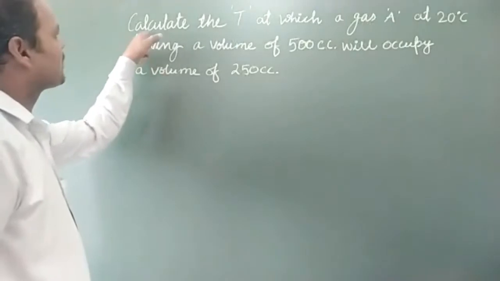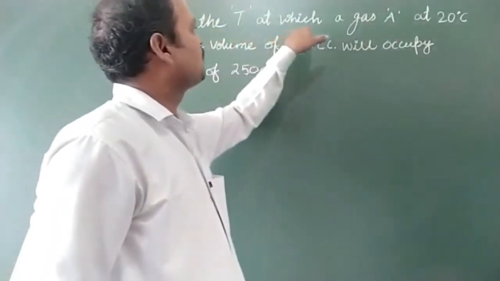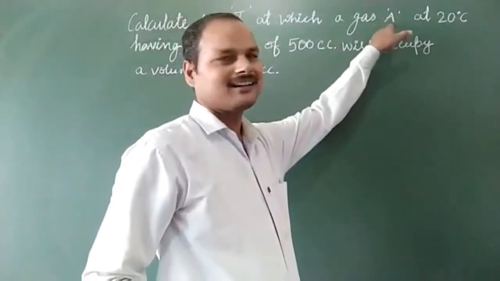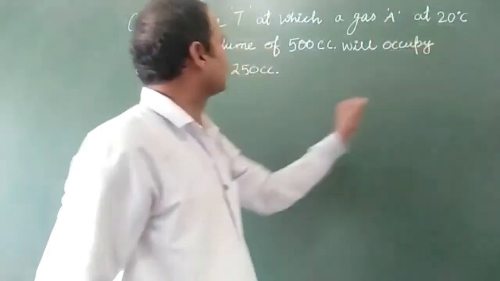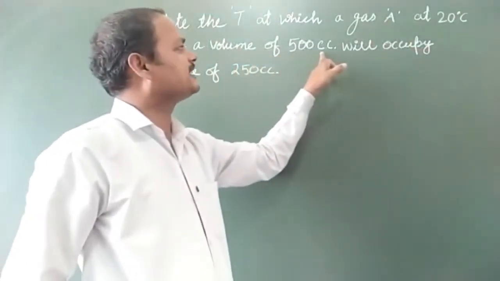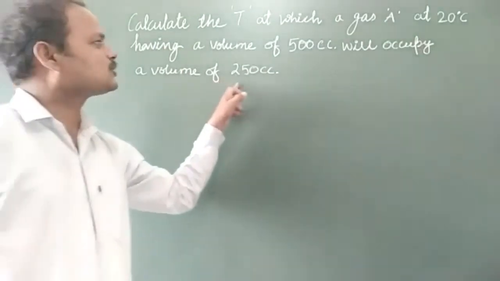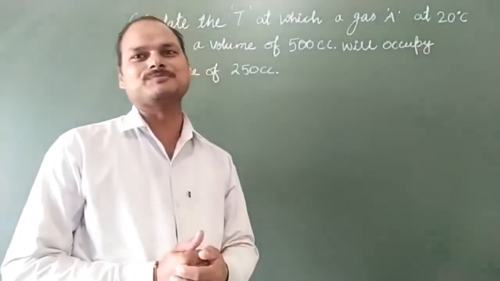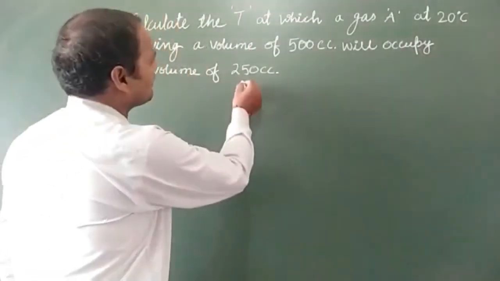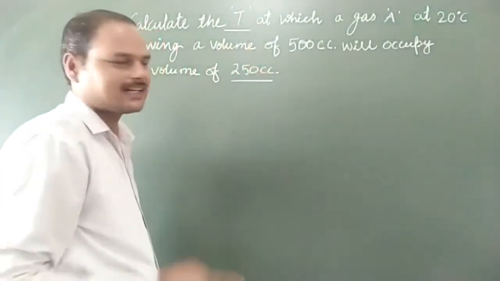See, calculate the temperature T at which a gas at 20 degrees having a volume of 500 centimeter cube will occupy a volume of 250 centimeter cube. It means here volume is given for this temperature.